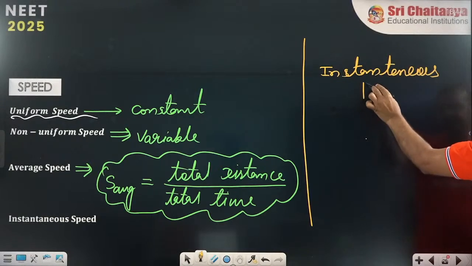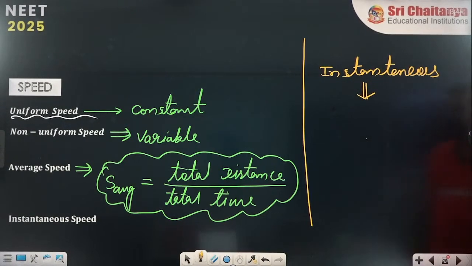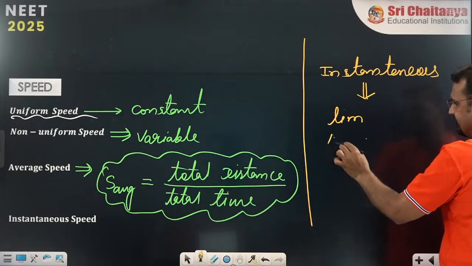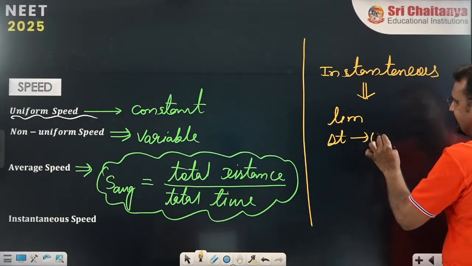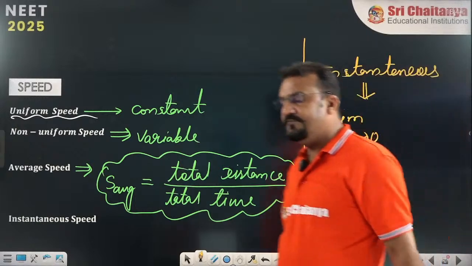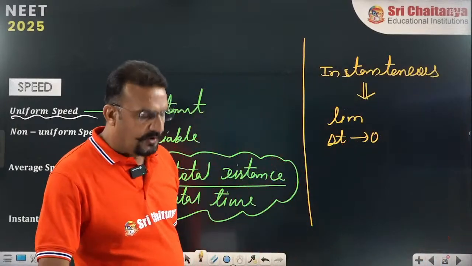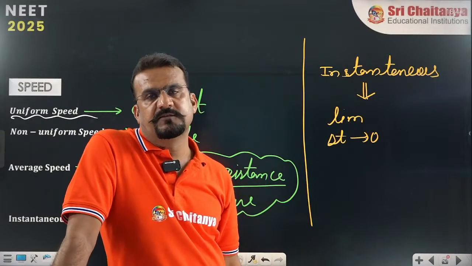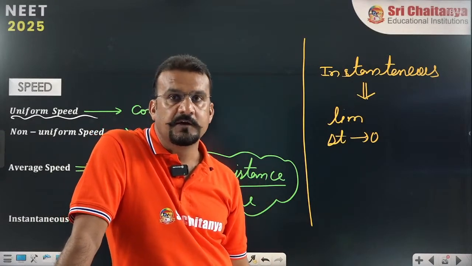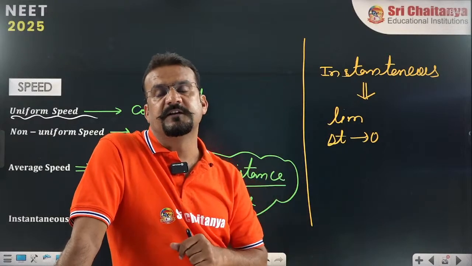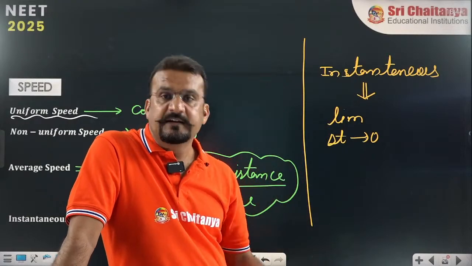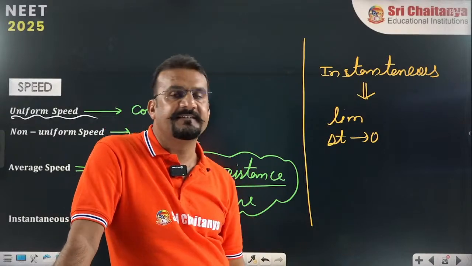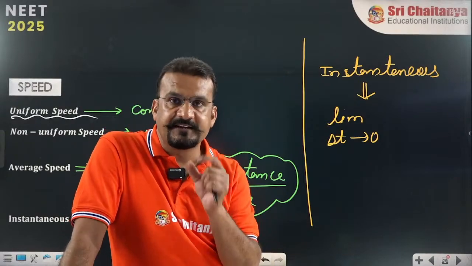Instantaneous. See, instantaneous means, I already told you, at that instant. In physics, that instant is called limit delta t tends to 0. Whenever we are traveling in a car or a bus, at that moment, what is the speed of that bus or car? That is called instantaneous. Or you can say the speedometer of that car or bus, whatever speed it's showing, that is the instantaneous speed. Instantaneous means at that instant.